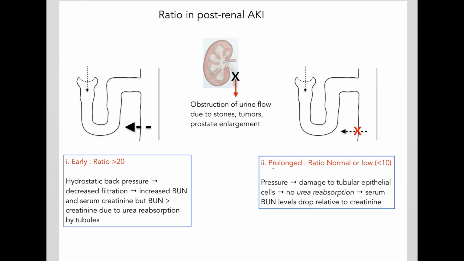However, if this obstruction persists, then the chronic pressure can lead to damage of the tubular epithelial cells, and now the urea reabsorption will be affected. And in this case, the BUN creatinine ratio could either be normal or low.